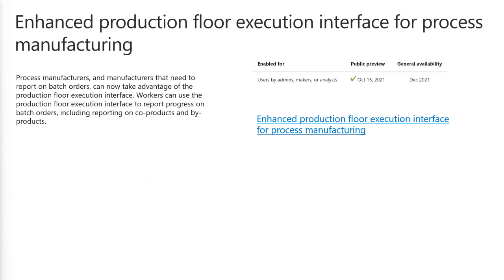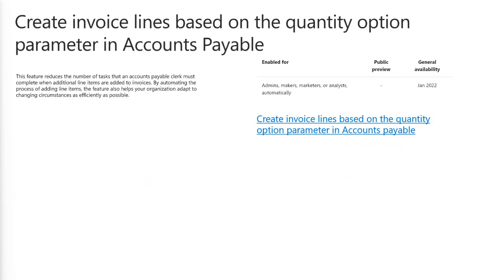Another feature, if you are a process manufacturing customer: we now have the ability to use the enhanced production floor execution interface. Any of these process manufacturers, or manufacturers that need to report on batch orders, can now take advantage of this new production floor execution interface. Workers can use this to report progress of batch orders, including reporting on co-products and byproducts. Next slide, please.